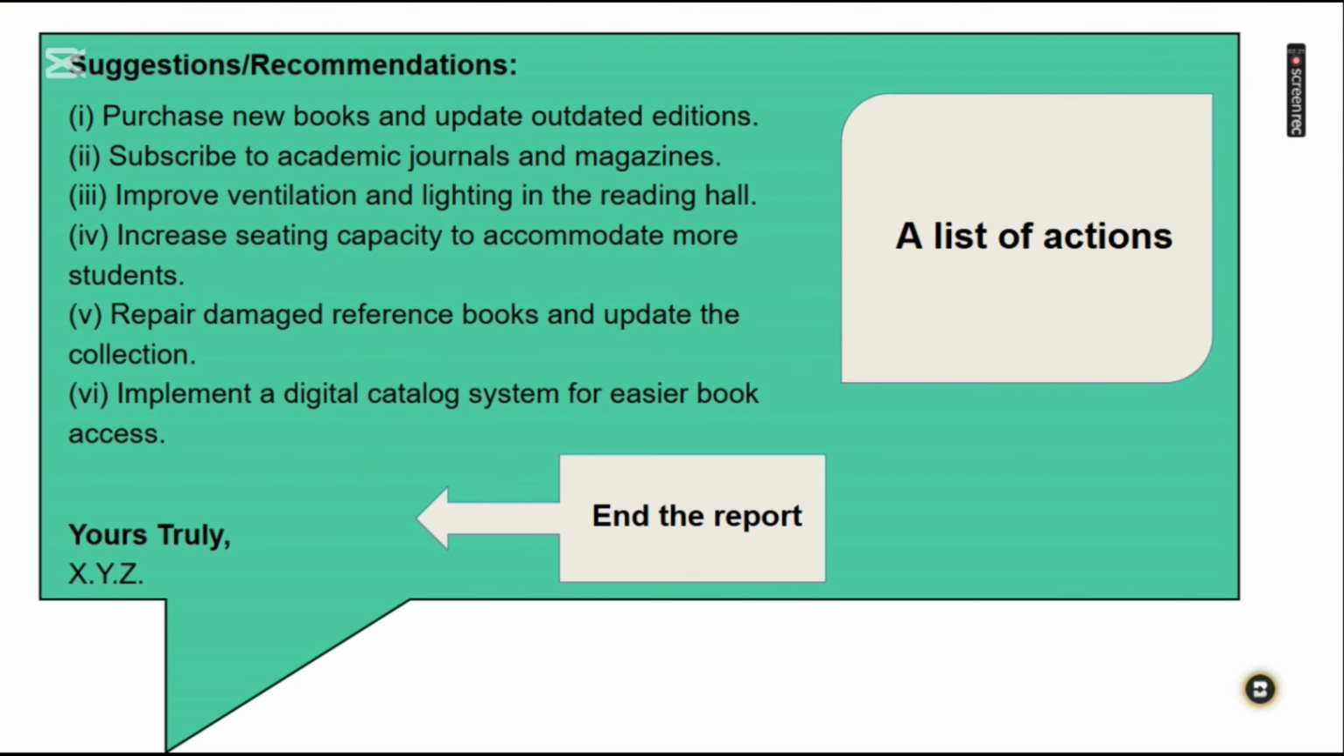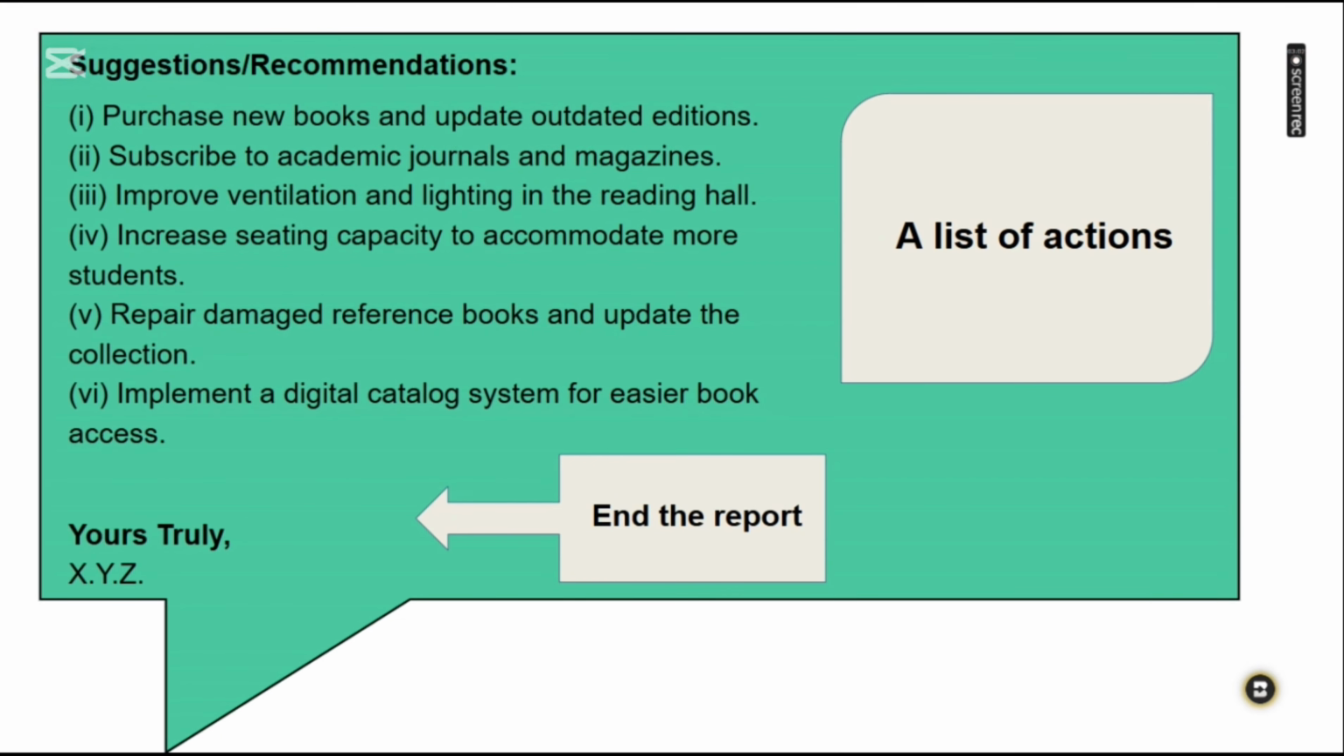Then comes the suggestions and or the recommendation. These are the list of actions that should be taken to improve the situation of the library. You can suggest them to purchase new books and update the outdated editions. You can ask them to subscribe to academic journals and magazines. You can suggest that there is a need of improved ventilation. They should look into this matter to make the area more bright and ventilated.